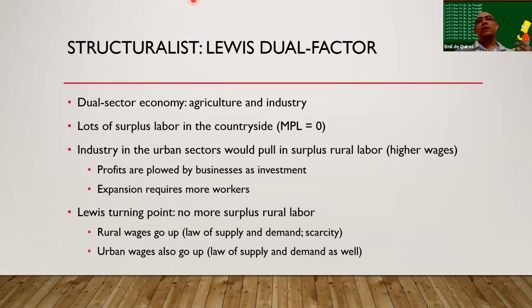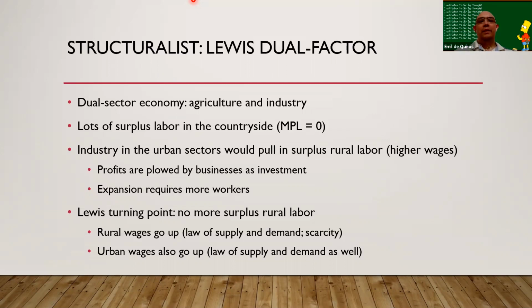And then there is what they call a turning point. They called it now the Lewis turning point. Eventually, industry is able to mop up or get all the surplus, not all the labor in the countryside, but all the surplus labor. There's no more excess workers in the countryside. Now what happens? So now in the countryside, there is the tendency, and this is also based on empirical evidence, rural wages now will tend to go up.